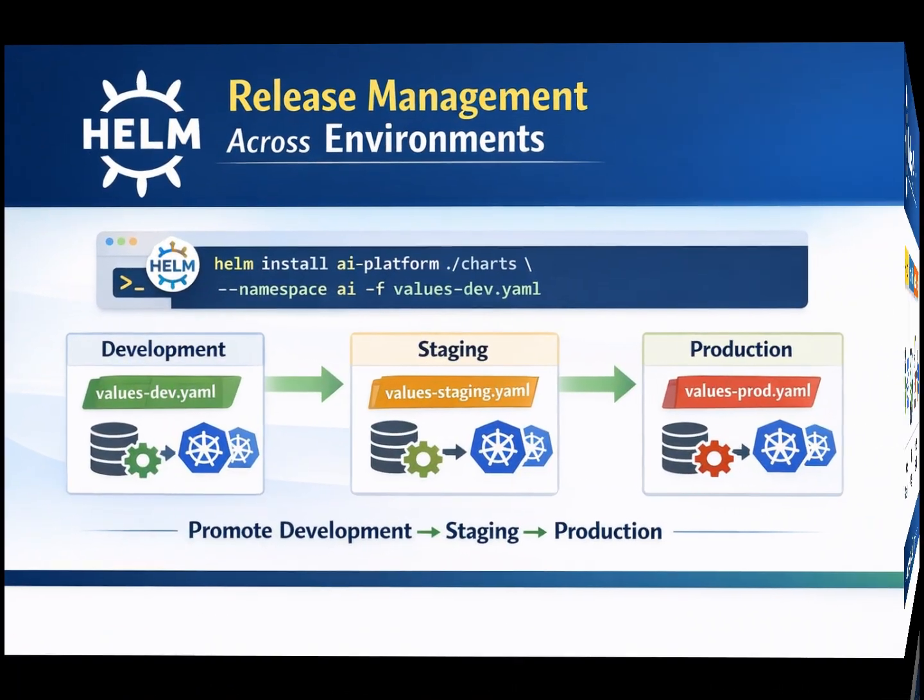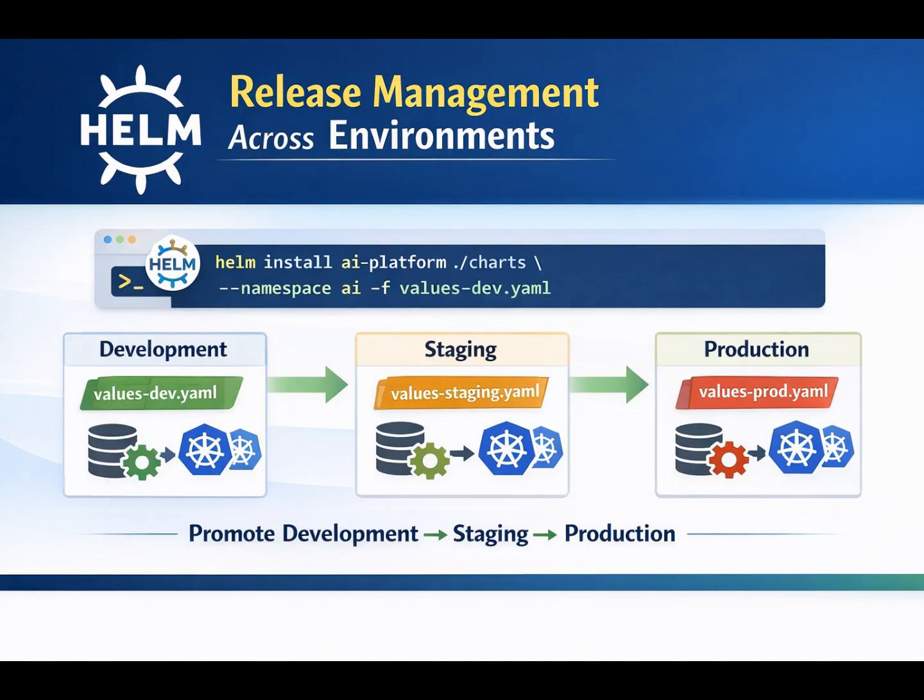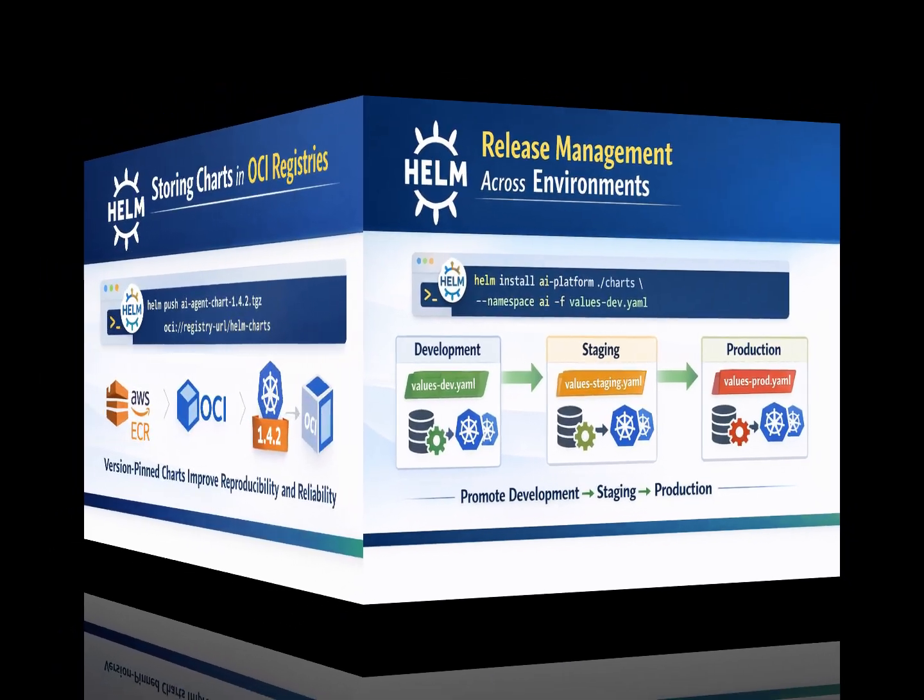Release management across environments. Helm makes it easy to manage multiple environments. For example, a development deployment might run helm install ai-platform ./charts -n ai -f values.dev.yaml. Then configurations are gradually promoted from development to staging to production. Each environment simply uses different values files.